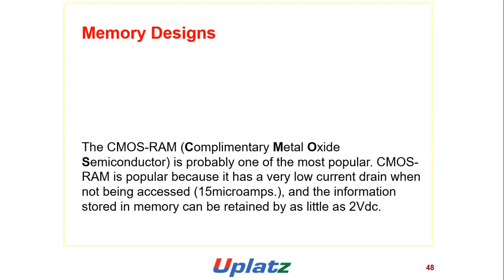Memory design: several types of memories, NMOS, HMOS, CMOS. The CMOS RAM, complementary metal oxide semiconductor, is probably one of the most popular. CMOS RAM is popular because it has a very low current drain when not being accessed, 15 microamps, and the information stored in the memory can be retained by as little as 2 volts DC.